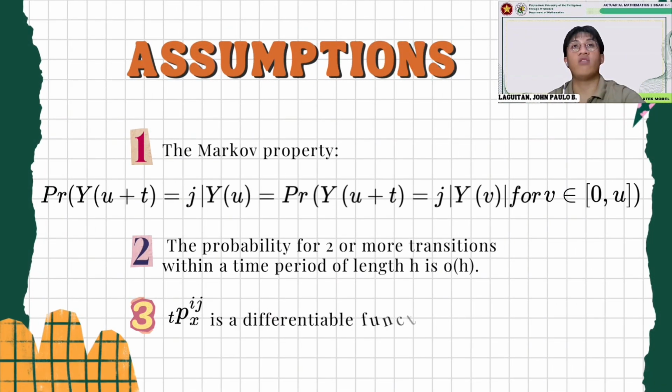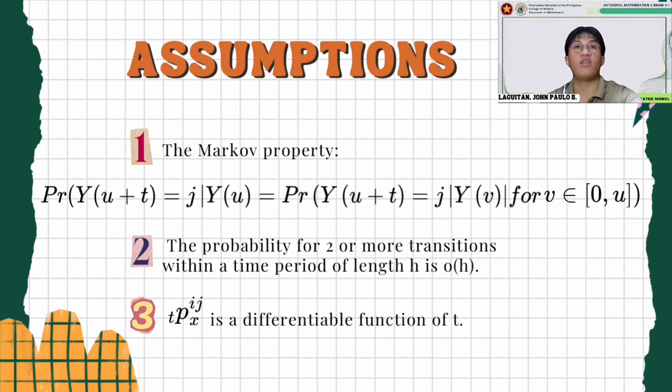Continuous time Markov chains rely on three key assumptions. First, the Markov property, which states that the future transitions depend only on the current state. This equation states that the future state Y of u plus t depends only on the present state Y of u and not on the past states Y of b for any b before u.